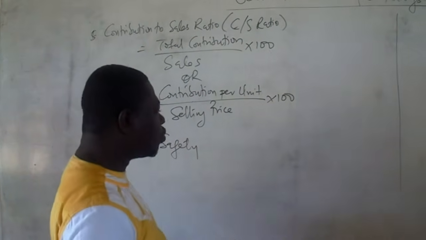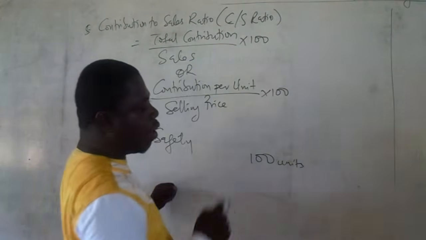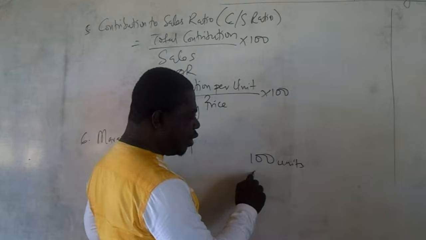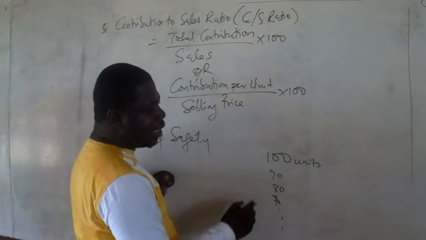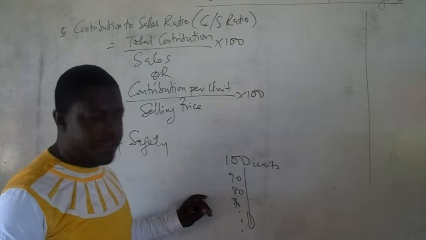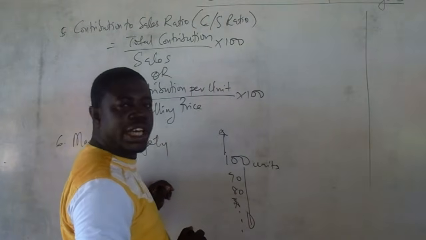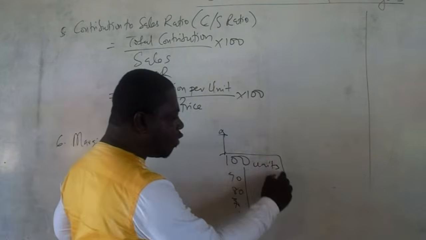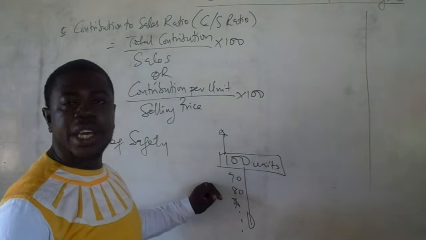We are saying that, let us assume that the break-even point is 100 units. Now, if the break-even point is 100 units, it means that below 100 units, 90, 80, 70, down to that point, anything that we produce below 100 is going to result in a loss for the organization. That also means that any quantity we produce above 100 is going to result in a profit. And so this is the break-even point. It means that at 100 units, the organization is making no profit and no loss either.